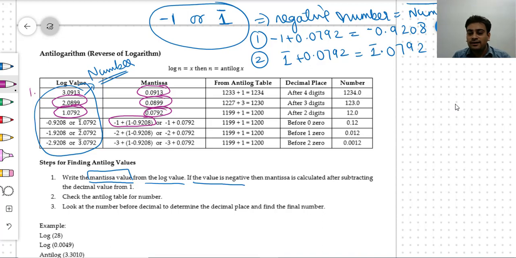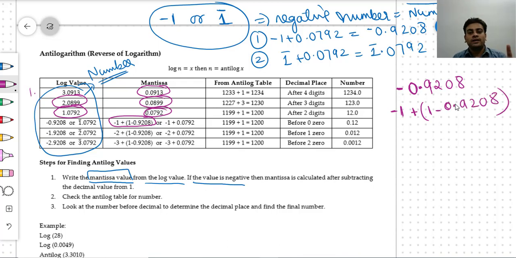Here you can see what I have written. Let's say your log value is negative 0.9208. Since it is negative, we know that it is less than 1, or we have subtracted from -1. Since it is 0.92 only, the digit before the decimal is 0 only. So we will write it as -1 plus 1 minus 0.9208. Is this clear? What we are trying to do is find the mantissa value only.